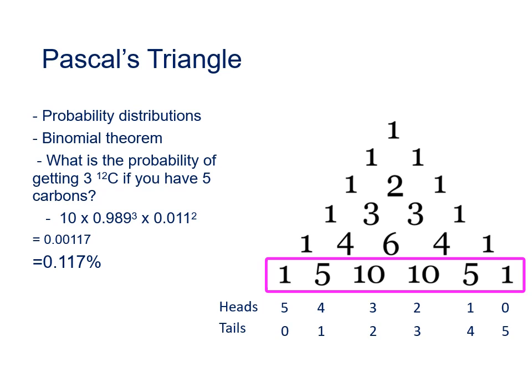Finally, we multiply those together, and also multiply them by the 10 we got all the way back in Pascal's triangle, to give us the final probability, about 0.00117, or 0.117%.